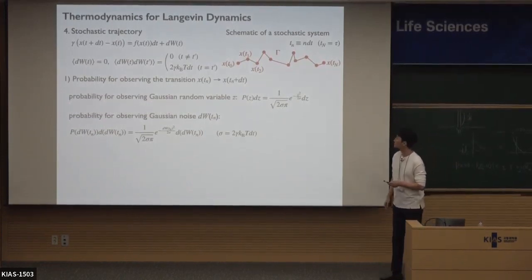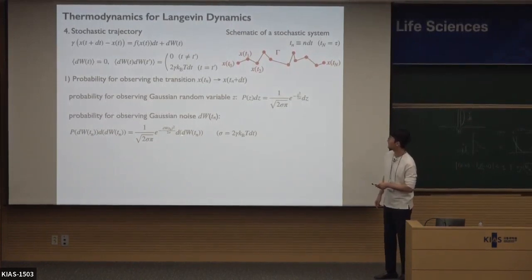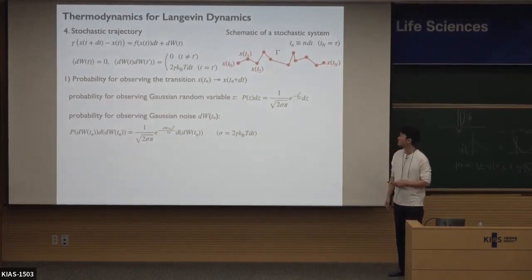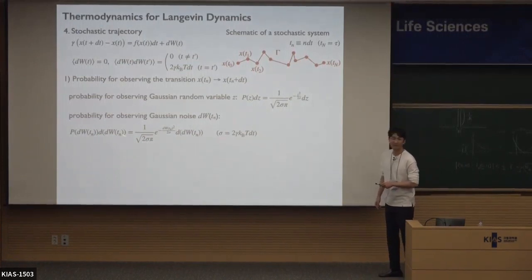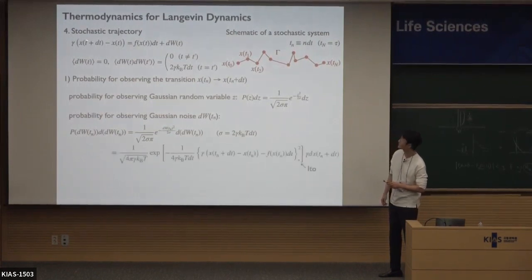Simple, right? So here, the sigma, the variance, we can know what the variance is. From this, we know the variance is given by 2γ k_B T dt. And so from this Gaussian distribution, now we know what dW is. dW is given by this term minus this one. So let's plug this equation in instead of this dW. Then it becomes this one. And I also substitute sigma by using this quantity here and there. And of course, this dW square is just a normal product, so this square should be an Ito product here.